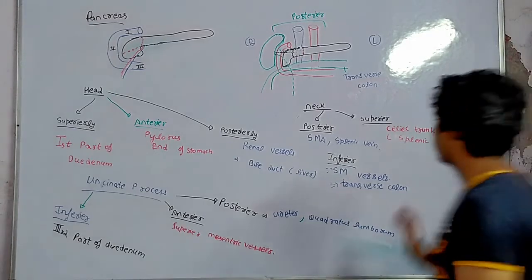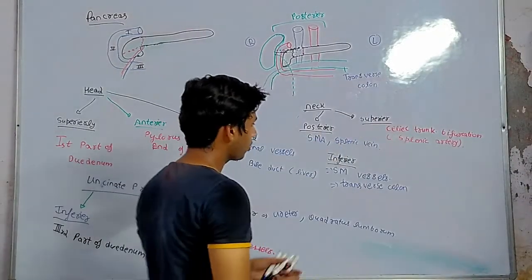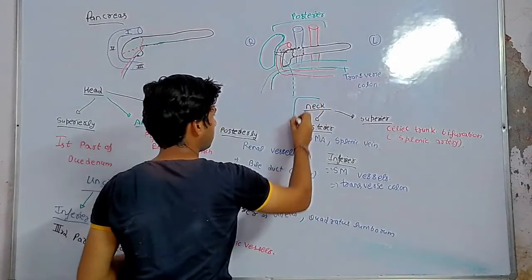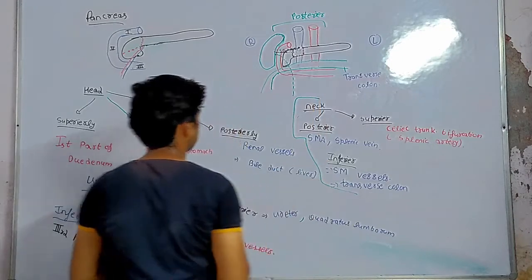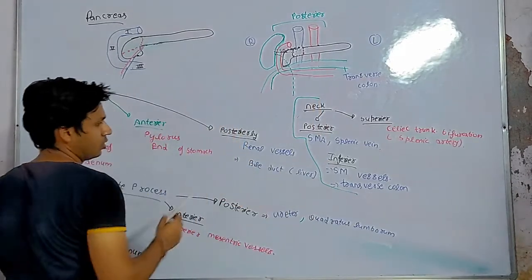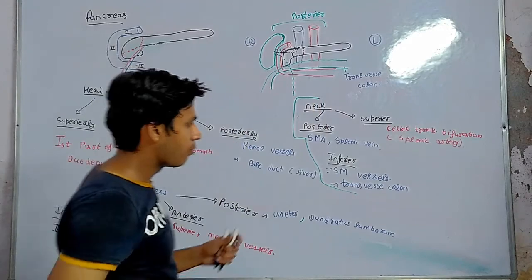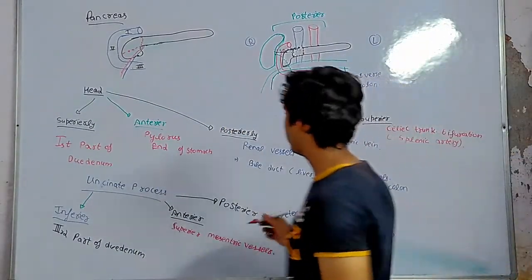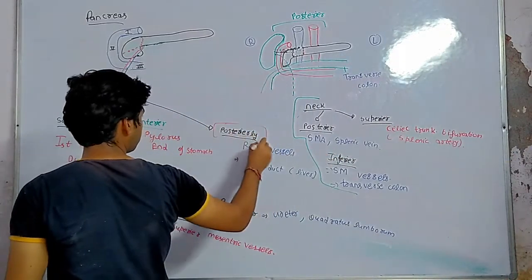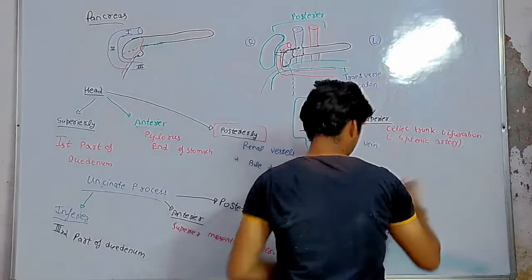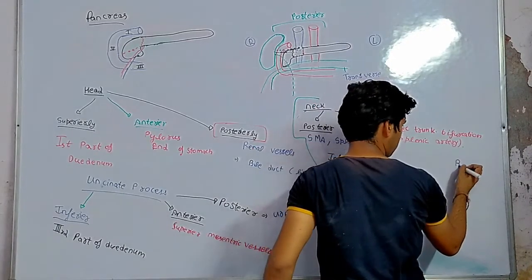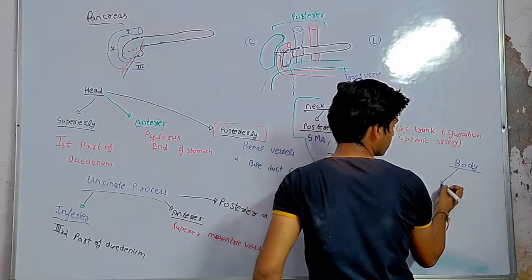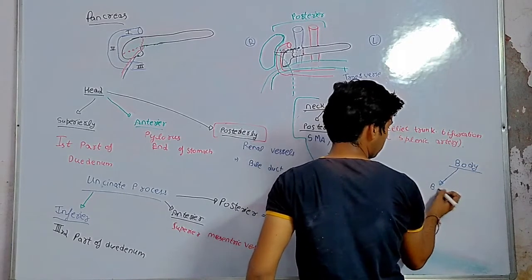Done. So these are the relations of the neck. Now come to the body. So there are many relations in the body. Remember, the body has 3 borders and 3 surfaces. So we can write body here, divided according to surfaces and borders. First, we write borders.